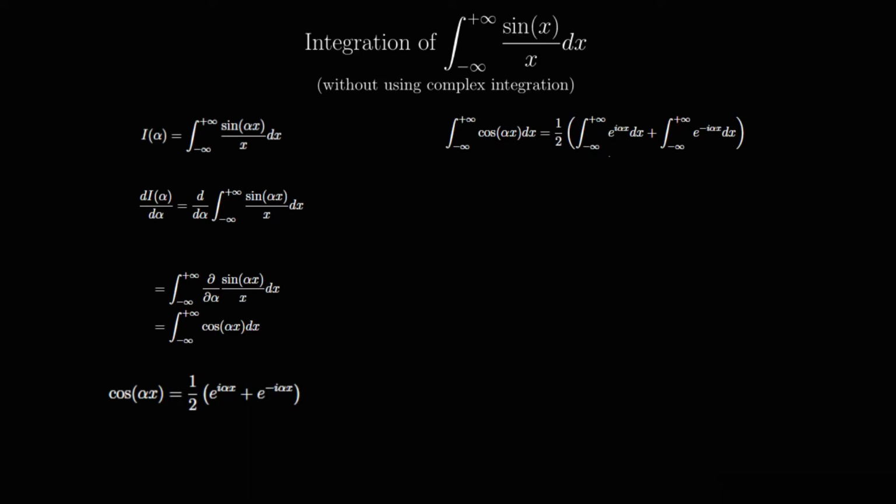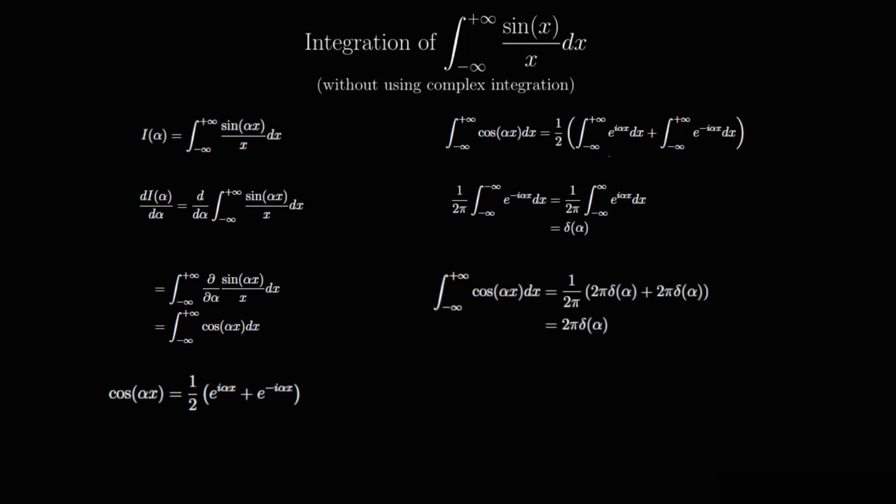Using the integral representation of the Dirac delta of alpha in terms of e^(i alpha x), and taking into account that the two integrals give us the same result, we obtain that the integral of cos of alpha x with respect to x from minus infinity to plus infinity is 2 pi times the delta of alpha. Hence, we find that I of alpha satisfies the differential equation: the derivative of I with respect to alpha equals 2 pi delta of alpha.